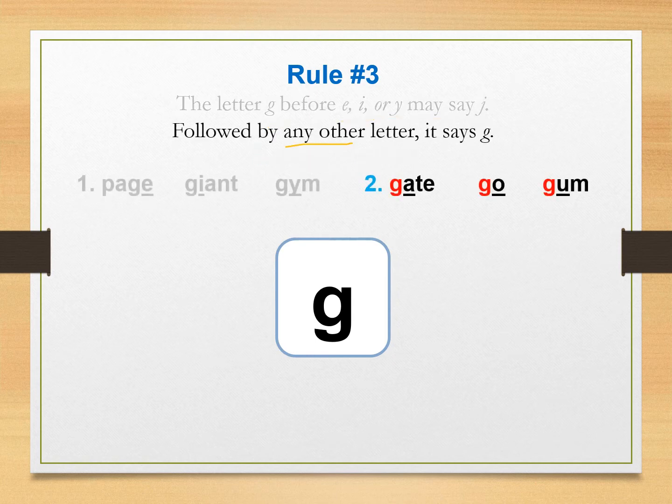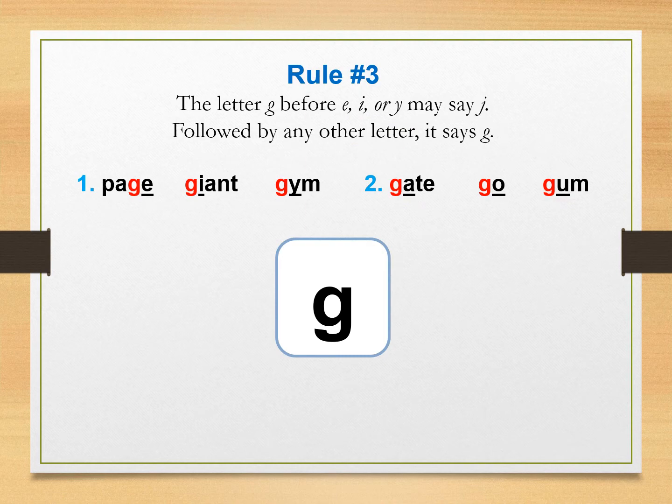Followed by any other letter, it says G, and this is not flexible. If it's not followed by an E, I, or Y, it has to say G. Gate, go, gum. All of these vowels are not E, I, or Y, and so the G makes its hard sound, G. Let's put that rule together.